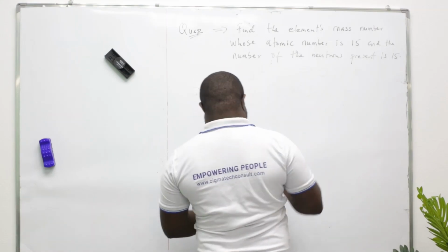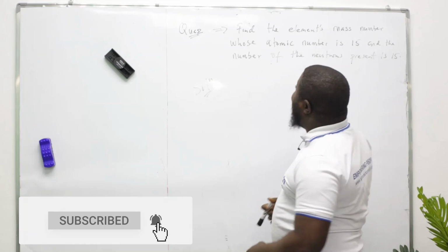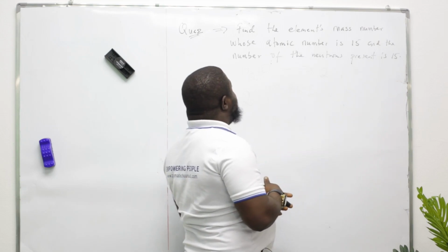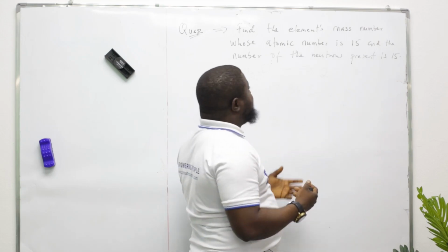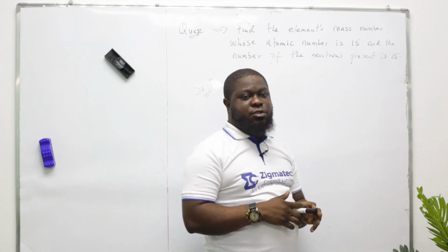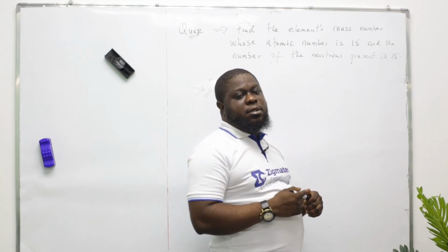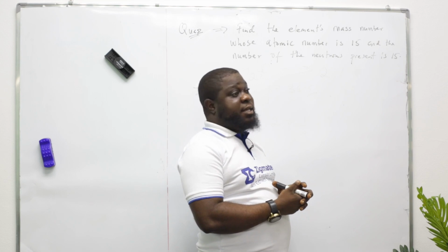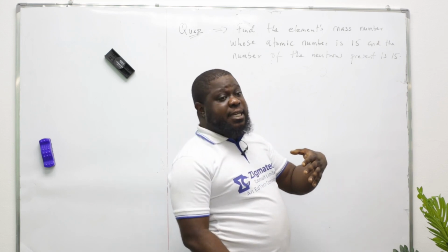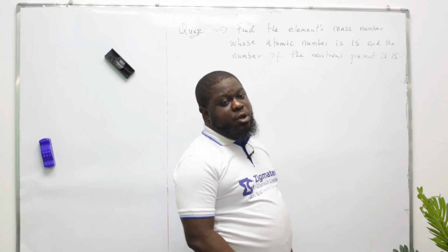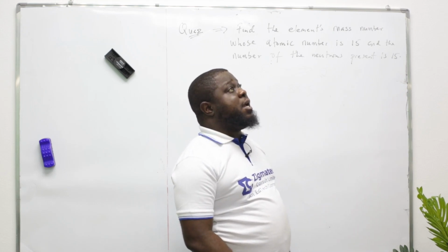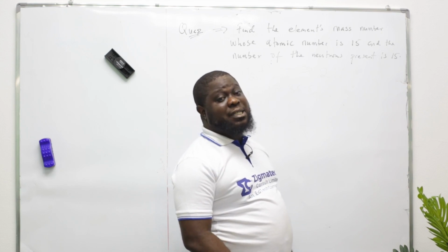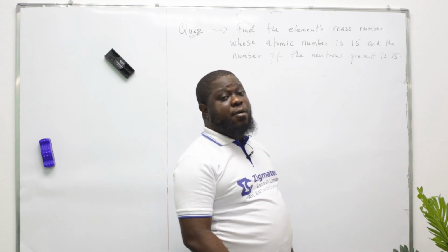Solution. It's a very simple thing. It's not a hard thing. Now they said find the element's mass number whose atomic number is 15 and the number of neutrons present is 15. Remember I told you atomic number is the number of protons in an element. It is the law used in arranging the elements in the periodic table. So if carbon is 6 in the periodic table, that means the number of protons in carbon is 6. That means the atomic number of carbon is 6.